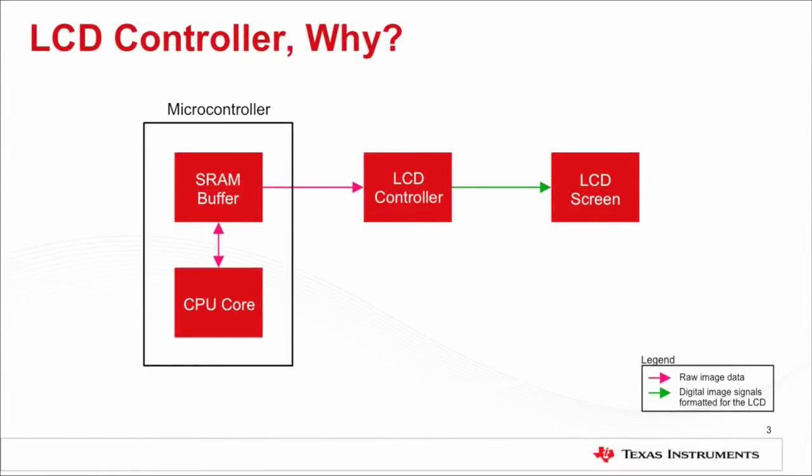So let us take a look at a very basic system with the LCD controller, a microcontroller, and a LCD screen. In such a system, the raw image data is stored in a buffer in the SRAM. The LCD controller reads the data from the image buffer, translates it into a format that the LCD screen can display, and sends it to the LCD screen with correct signal timings such that the desired image is displayed correctly. The end goal in such a system is to display the image on the external LCD screen.